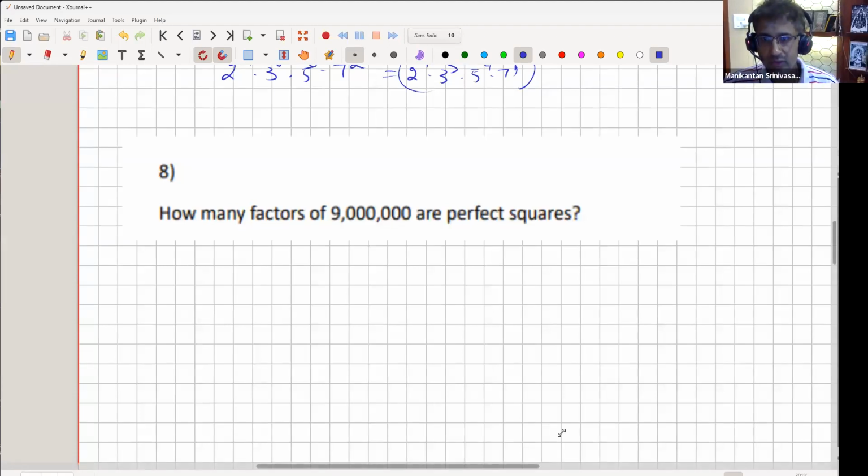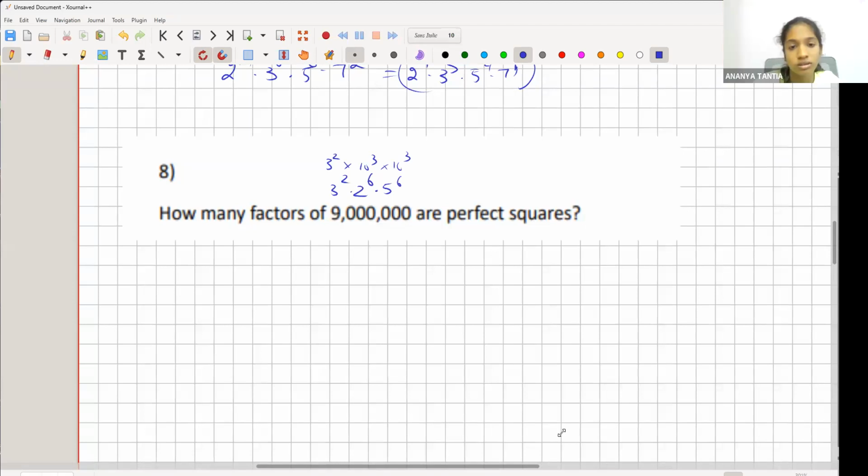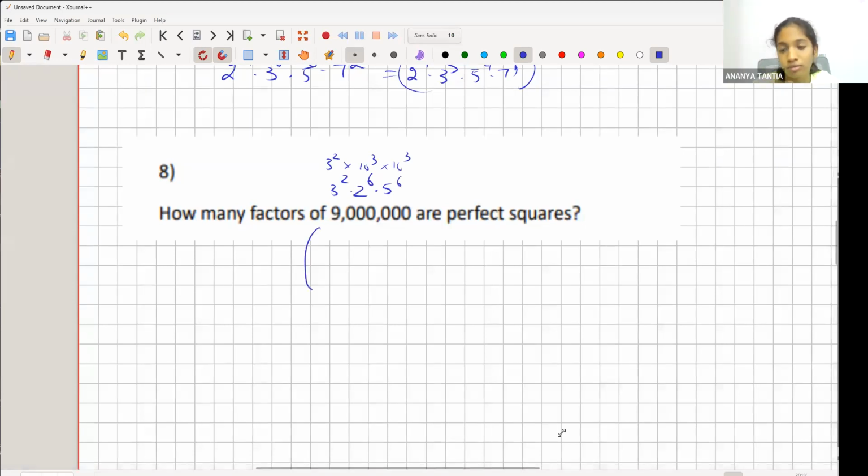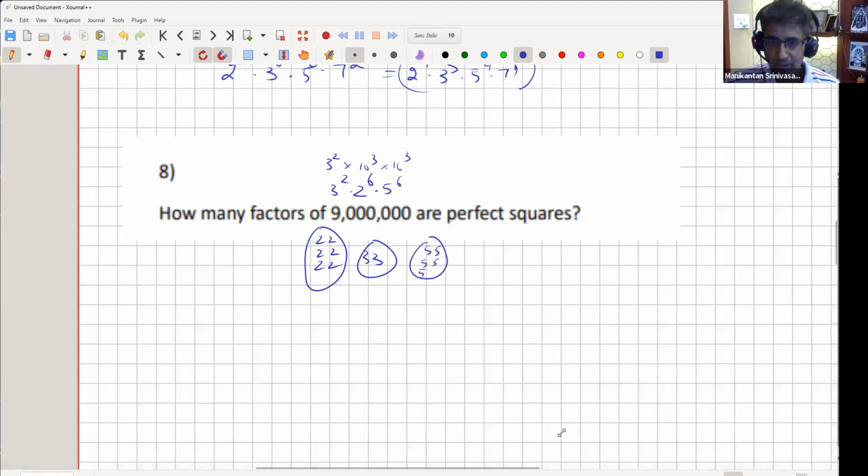I listed out all the prime factors. The prime factorization of this was what? So this is 3 squared, and this is 10 cubed and 10 cubed, so it's 3 squared, 2 to the power 6 and 5 to the power 6. Then I listed out all the even powers, like 3 to the power 0, 3 to the power 2. Yeah, correct.